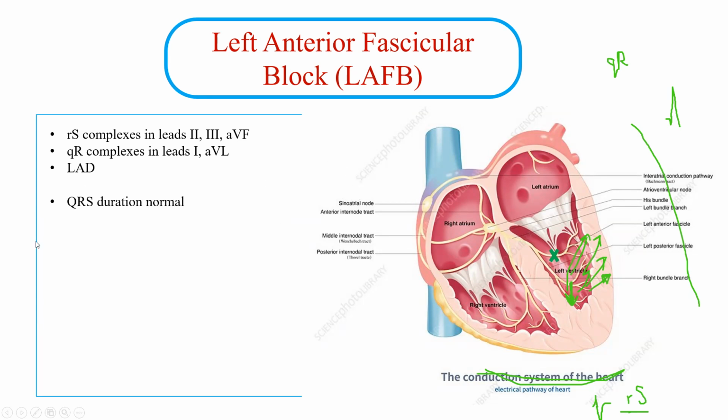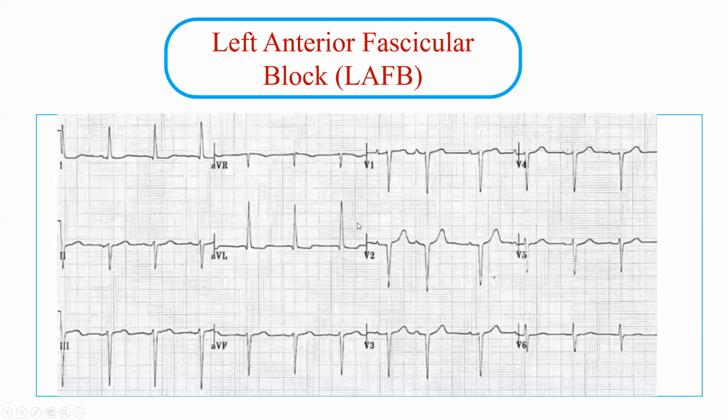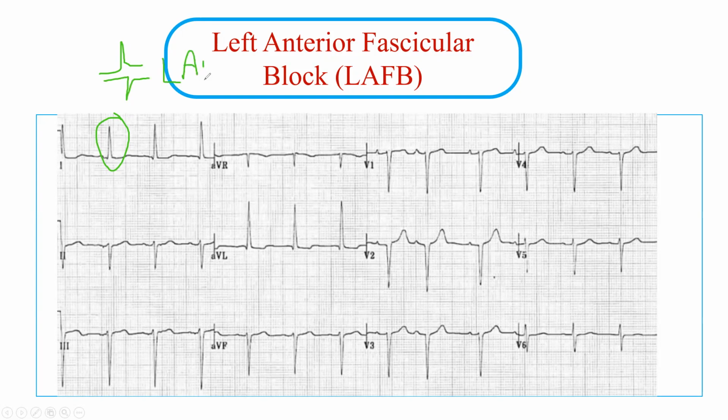Let's have a look at the EKG here, and let's talk about the diagnosis. So first, what is the axis? Again, the axis is a very easy thing, right? We look at lead 1, it's positive. We look at AVF, it's negative. So they are going away from each other. So this is left axis deviation.